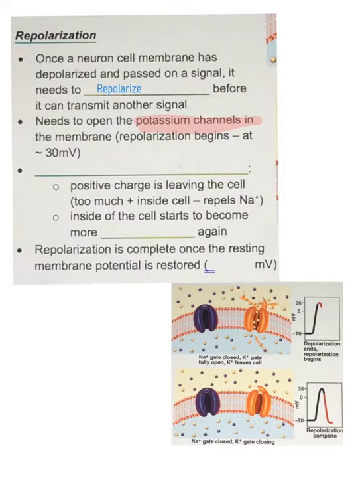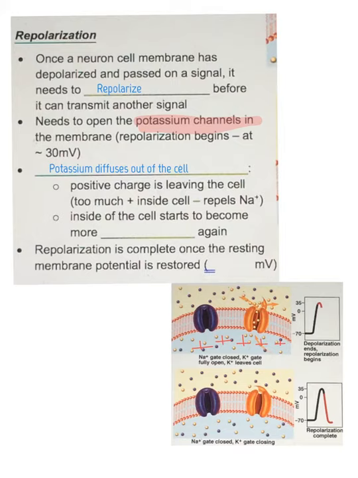And what happens is that the potassium is going to diffuse out of the cell. Once the potassium diffuses out of the cell, the positive charge is leaving the cell, right? Because we had a whole bunch of positives in here because all the sodium came in, and we already had some potassium in here as well. So once these channels open, potassium is going to start to leave the cell, because we have too much positive inside the cell. We had all the positives from the potassium, and now we added all those sodiums. There's too much positive in there.